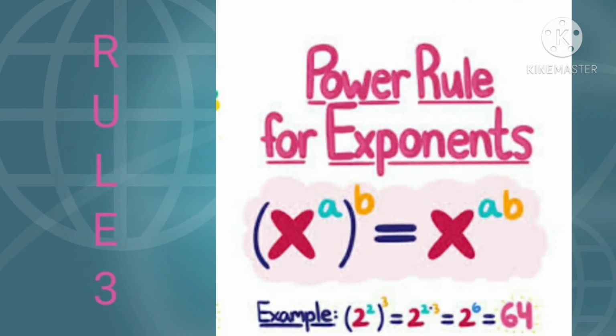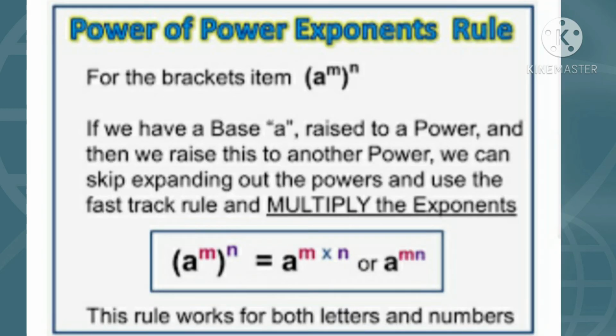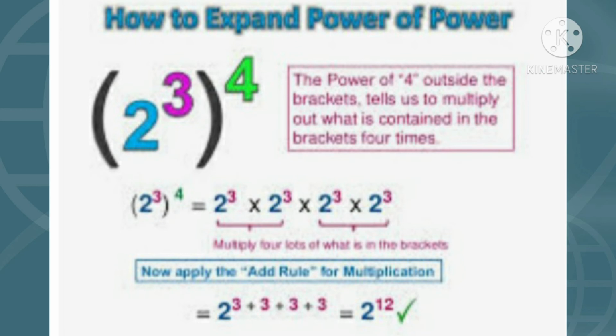Now rule 3 is the power rule, or power of a power rule. This rule says that when we have a base which is raised to a power and then raised to another power, in this case both the powers get multiplied. As this example makes clear, 2 raised to the power 3 and raised to the power 4, so ultimately the power becomes 3 times 4, which is equal to 12.